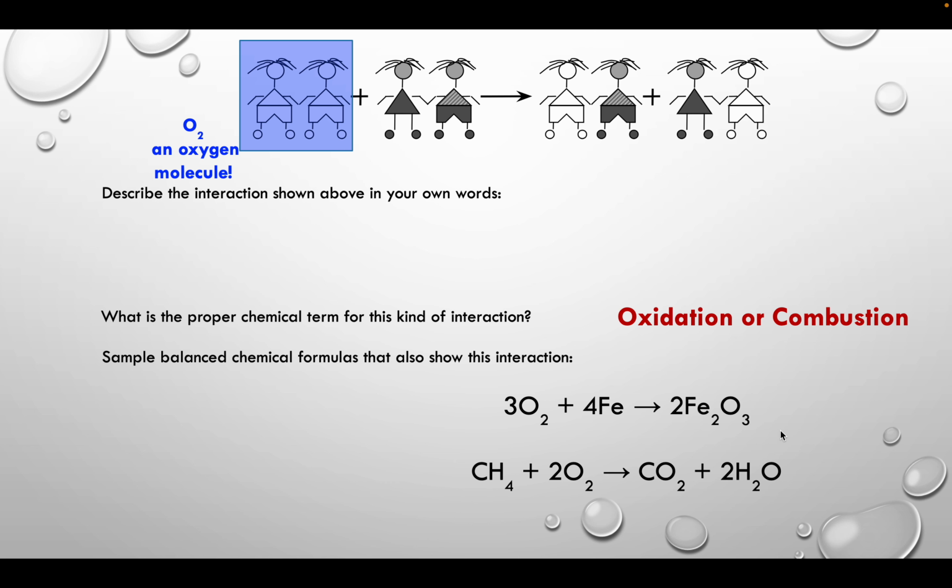So we need a hint, as always. This one's pretty easy to spot. You are going to have oxygen as one of your reactants. So in order to be an oxidation, you must have O2 on the left side of your reaction, on the reactant side.